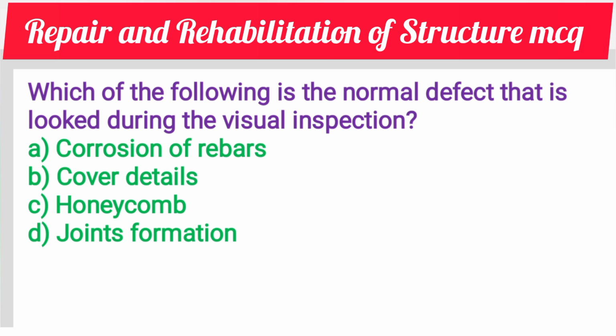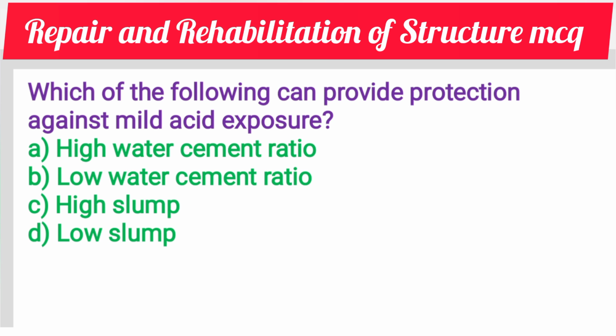Next question, which of the following is the normal defect that is looked for during the visual inspection? Option A, corrosion of rebars. Option B, cover details. Option C, honeycomb. Option D, joint formation. So the correct answer is option C, honeycomb. Next question, which of the following can provide protection against mild acid exposure? Option A, high water cement ratio. Option B, low water cement ratio. Option C, high slump. Option D, low slump. So the correct answer is option B, low water cement ratio.